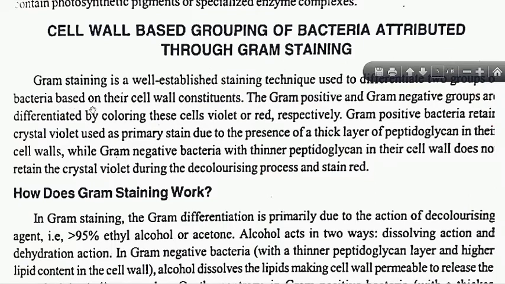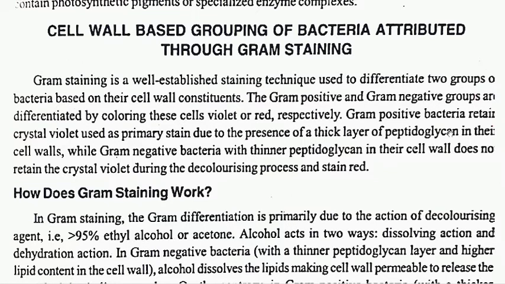Now we come to another part of this cell wall and cell envelopes chapter, that is cell wall based grouping of bacteria, which is attributed through Gram staining. We'll just revise the Gram staining methodology, how Gram staining can help us to distinguish between the Gram positive and Gram negative groups, which we can differentiate by coloring these cells, because Gram positive will take the violet color and the Gram negative will take the red color.